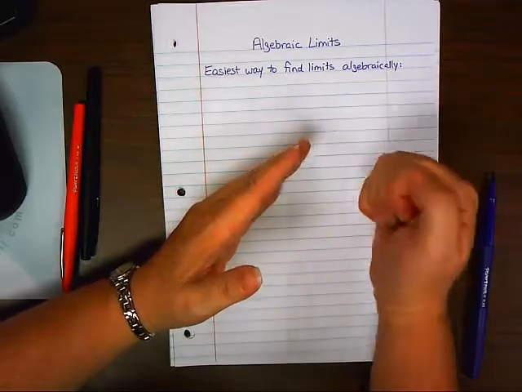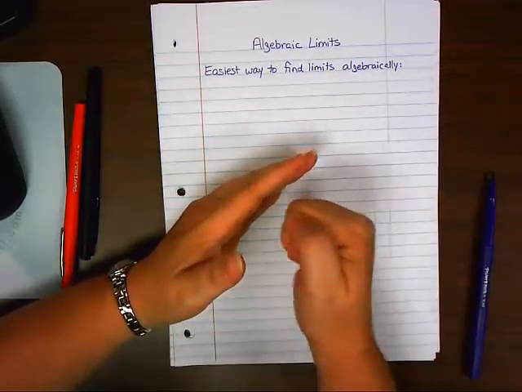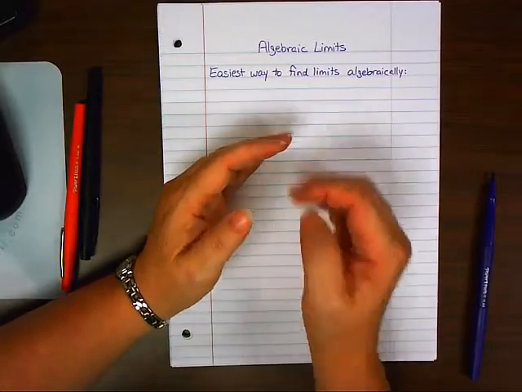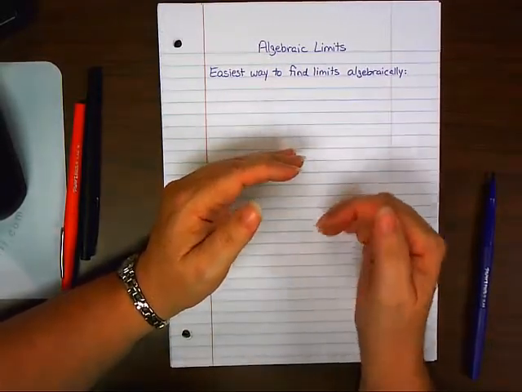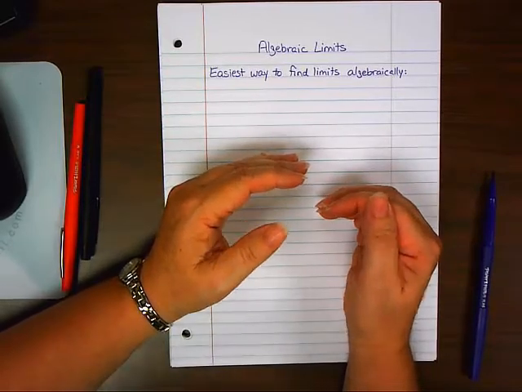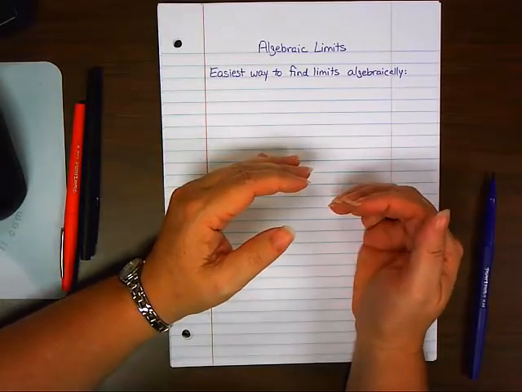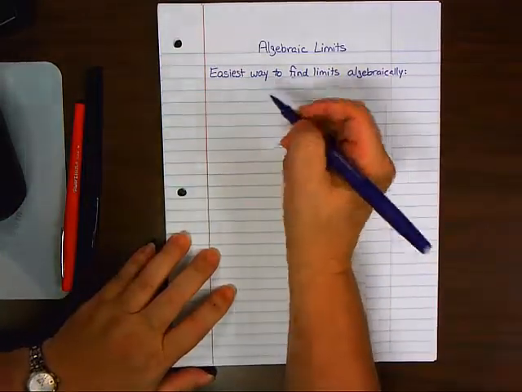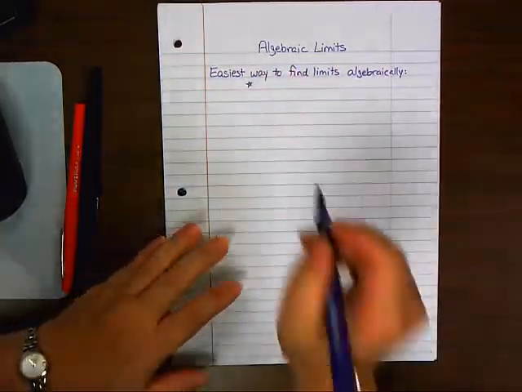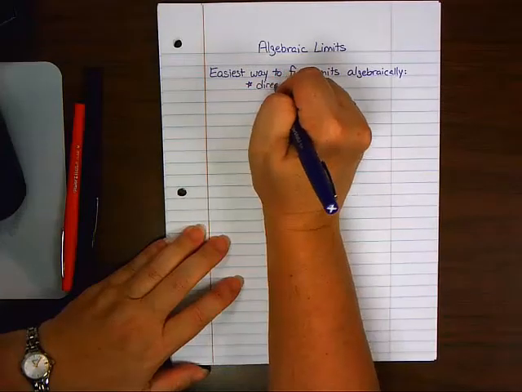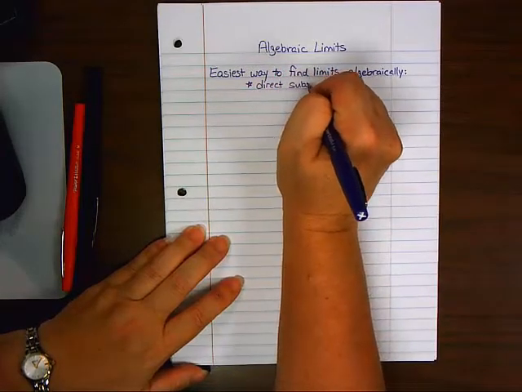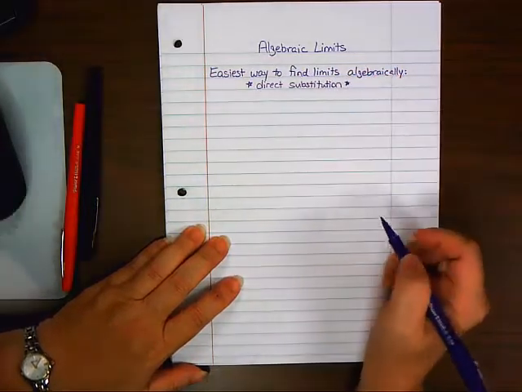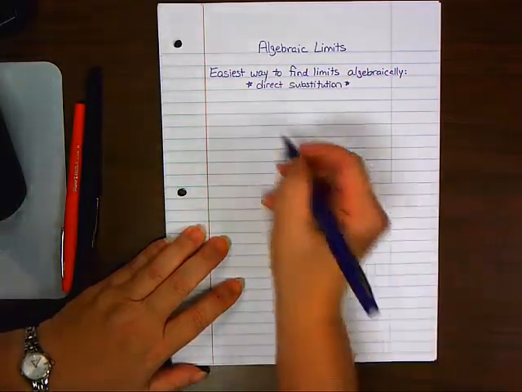So, limits and Y values most of the time are the same. If I give you an equation and I ask you to find its limit, all you really have to do is find its Y value. How do you find the Y value of a function if I gave you the X? You plug it in. So, the mathematical term for plug it in is direct substitution. This is the quickest and easiest way, if you can, to find a limit.